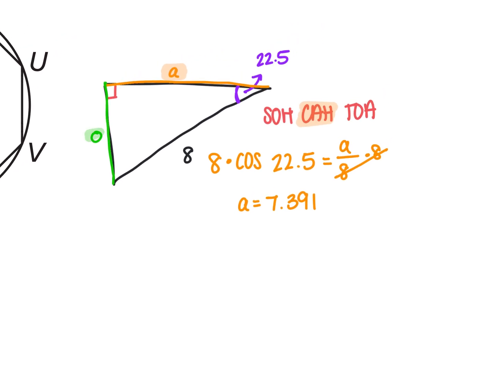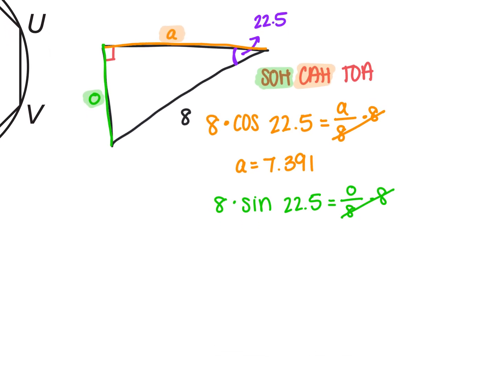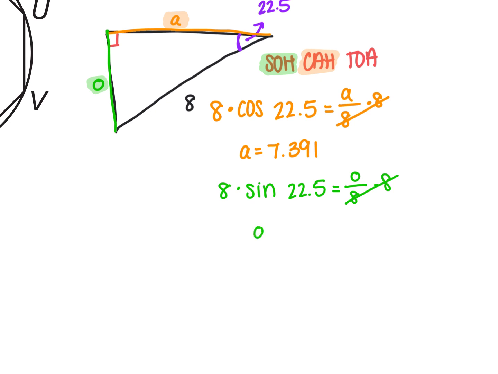Going ahead and solving for my opposite side. So here's my opposite side. I'm solving for my O given my H, so I'm going to use sine. So sine 22.5 equals opposite over hypotenuse. And again, I'm still multiplying both sides by 8. So 8 sine 22.5, rounding to the nearest thousandths, I'm going to get for my opposite side 3.061.